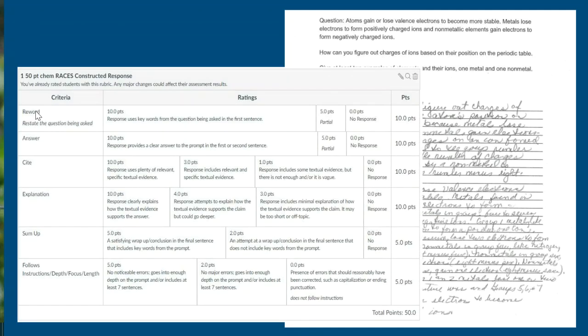Again, we have the words reword, answer, cite, explanation, sum up, but there's also a follows instructions piece that's worth 5 points that asks you to do the in-depth answer. You do the grammar here, you follow the instructions. So there's 10 points, 10 points, 10, 10, 5, and 5 for a total of 50. So these are significant assignments, and there's lots of ways to lose points, but also ways to gain points. So I'm going to show you that here.